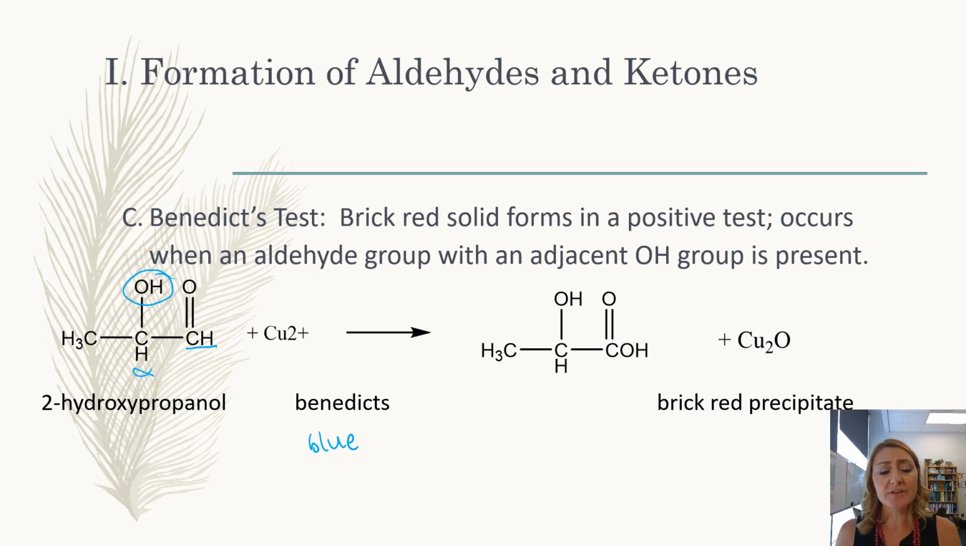So if you have an aldehyde that has the hydroxyl group right next door, it's an alpha hydroxy aldehyde, you're going to get a very clear positive result. And so your Benedict's will react with that, and it's going to form a brick red precipitate, and that is crystal clear as being a positive test. So this test is good for distinguishing between aldehydes and ketones, and on a more subtle scale, it's also good for determining a simple aldehyde versus an aldehyde that has that alpha hydroxy group.